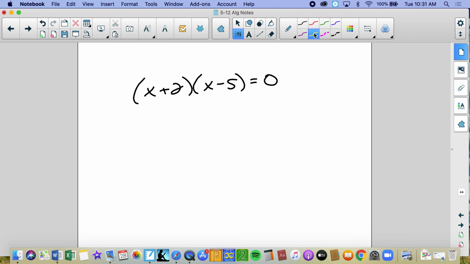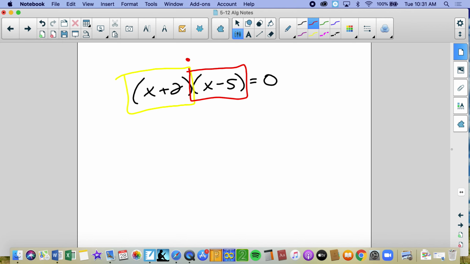We have this number times this number equals 0. So one of these two must equal 0. Either this piece equals 0, and right now, if x equals 0, would this piece equal 0? What's 0 plus 2? No, 2. So that doesn't make 0, but we need it to be 0.